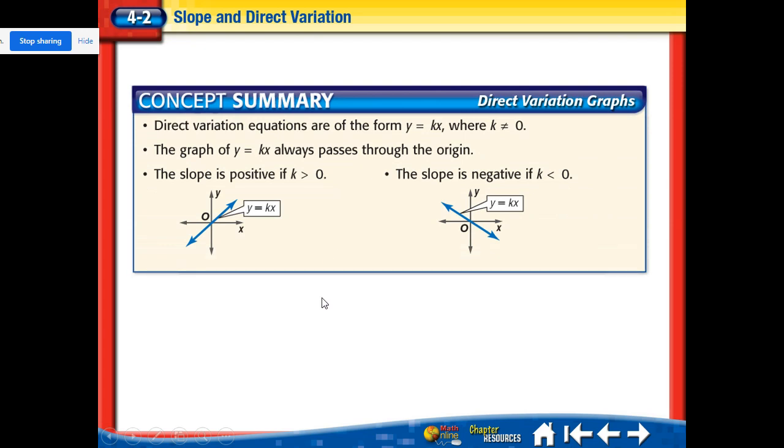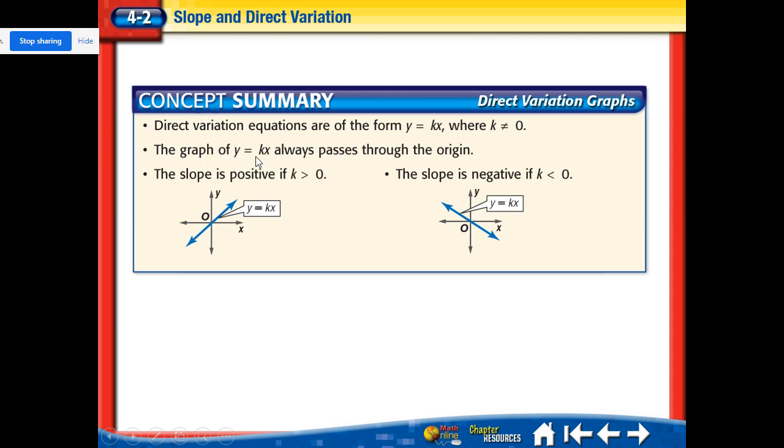Well, here's our key concept. Direct variations are any equations in the form of y equals kx. There's no pluses, no minuses. Do notice that k cannot be 0, so it's like y equals 2x, or y equals negative 3x, or y equals 3/4 x. Those are all examples that can be used. Just it can't be y equals 0.